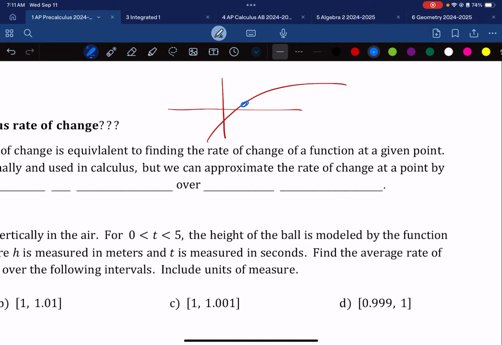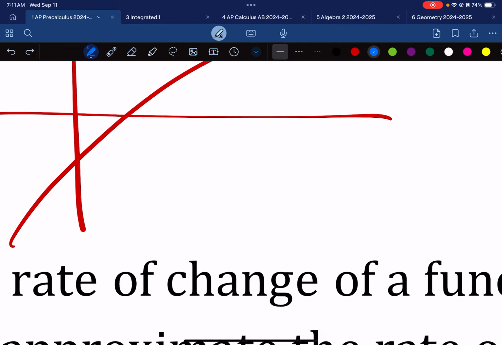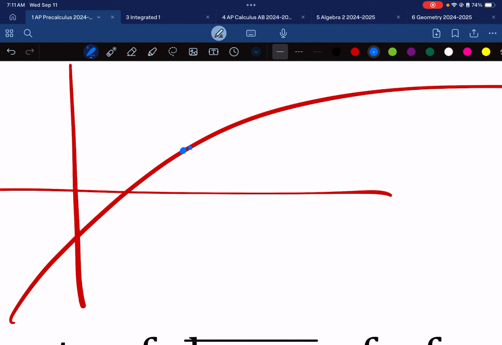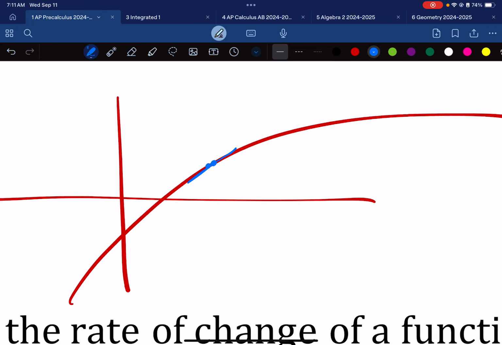I have these 2 points, and if I connect those 2 points with a straight line, I try to connect with a straight line. Oh my God, I'm really bad at doing that. There we go. Yes, you get the slope. But what if this point was really, really close and I connect with a straight line? What if I could zoom into this graph really, really far and basically get these 2 points so close together that they look like 1 point? That's what we're going to do in AP Precalculus.